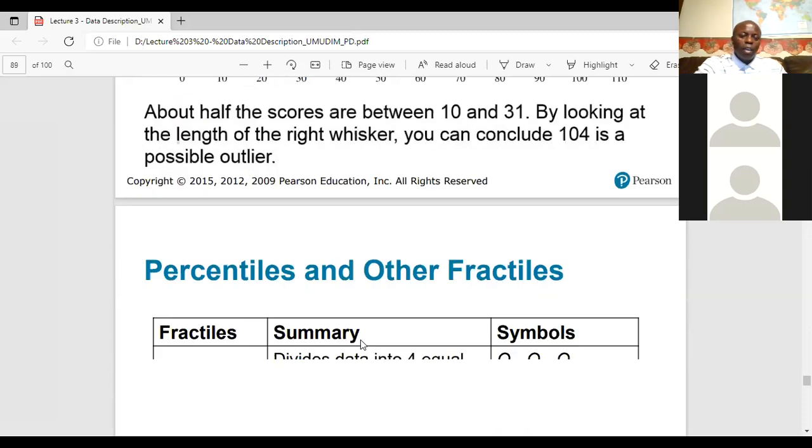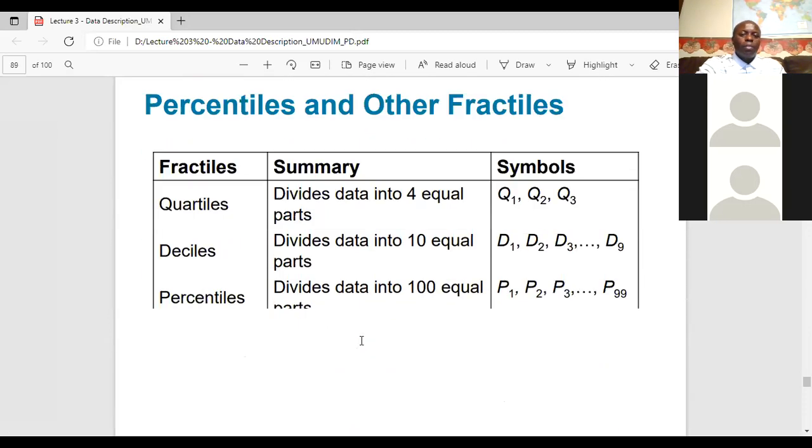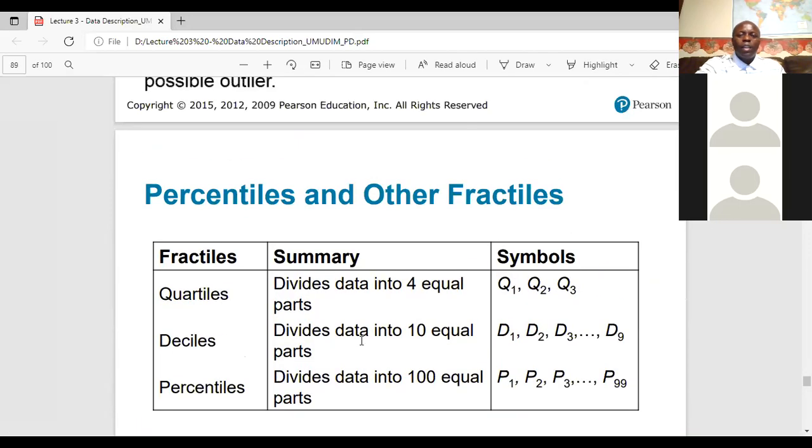Yes, thank you. Now we can look at the other fractiles. We have done the quartiles. We haven't done the percentile, yes. Now, the deciles divide data into 10 equal parts.